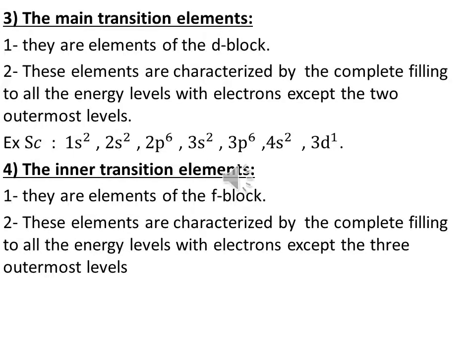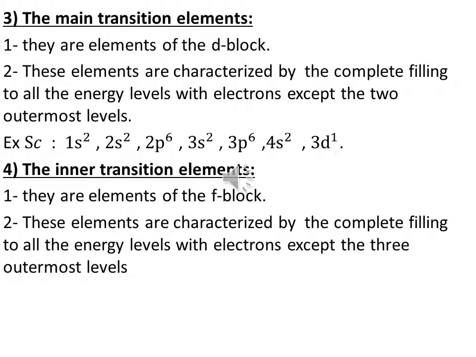Number 3, the main transition elements. They are elements of the D block. These elements are characterized by the complete filling of all energy levels except the 2 outermost energy levels. For example, scandium: 1s2, 2s2, 2p6, 3s2, 3p6, 4s2, 3d1.